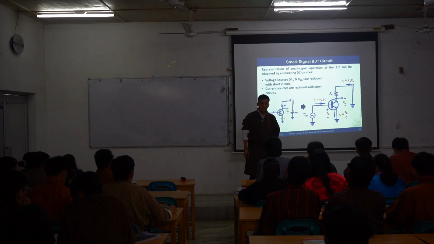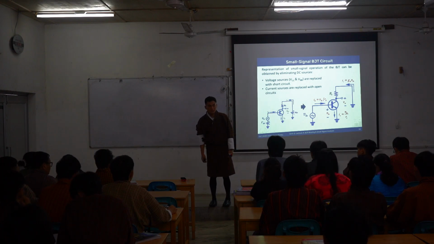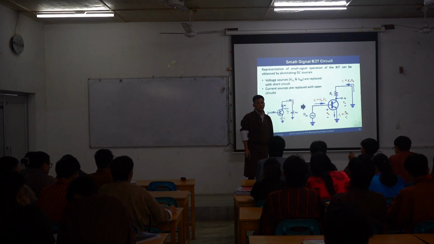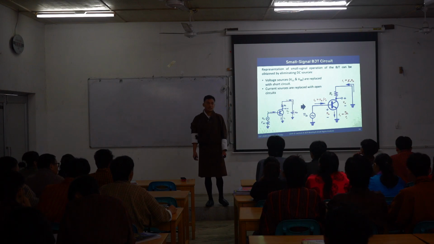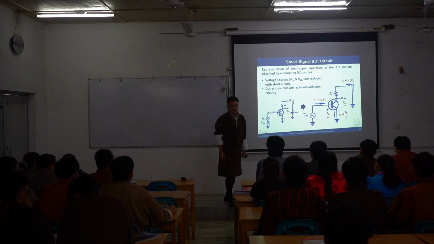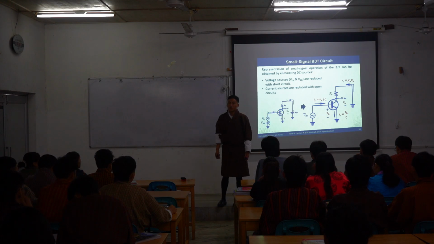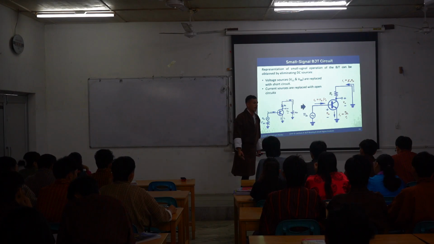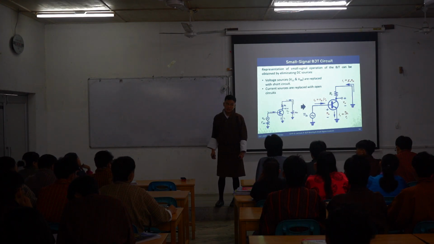Whenever you perform the AC analysis, there are two important components. First, you have to always perform the DC analysis. After the DC analysis, you will get the value of IC and VCE, which will determine the stable point of your transistor, the Q point. After determining IC and VCE, you will perform the AC analysis.